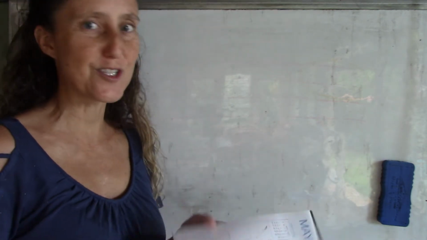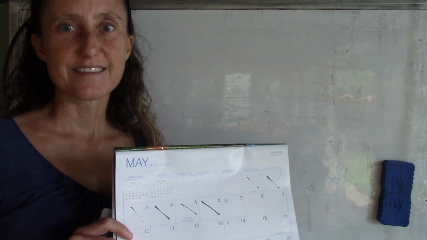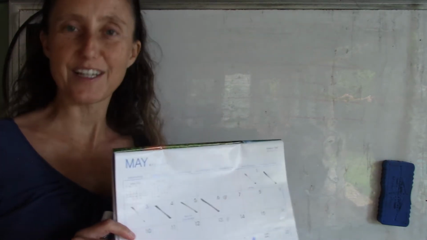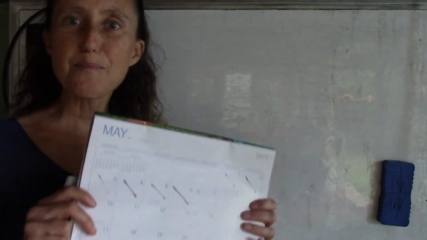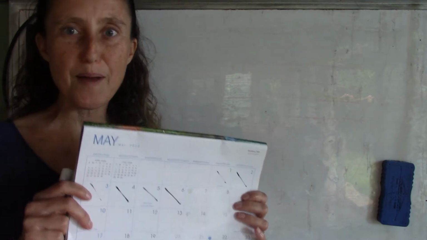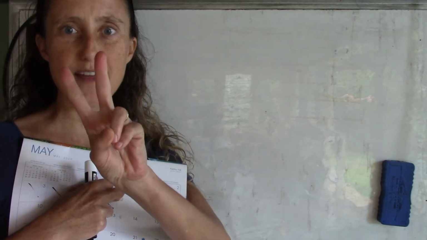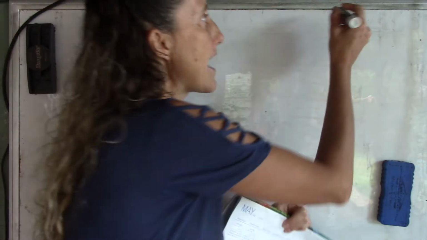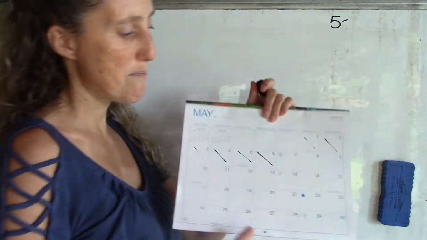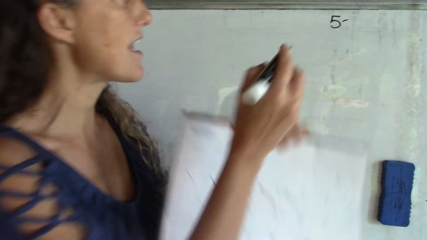We are going to do our calendar first. So how many months are there in a year? 12. Very good. Do you know what our month is right now? It's May. And do you remember what number month May is? Let's check. January, February, March, April, May. It's our 5th month.